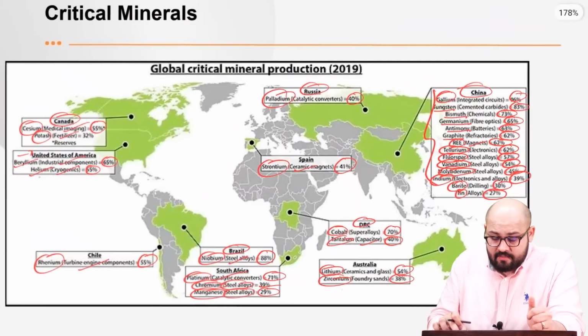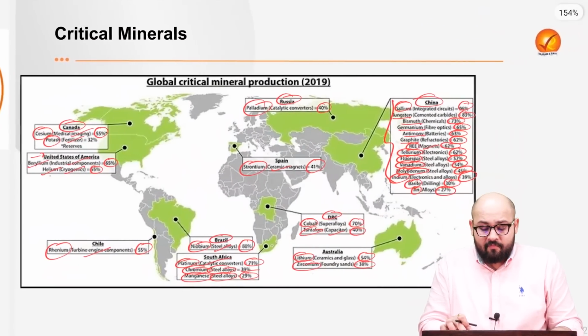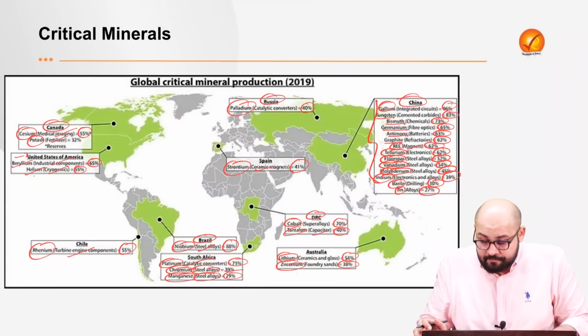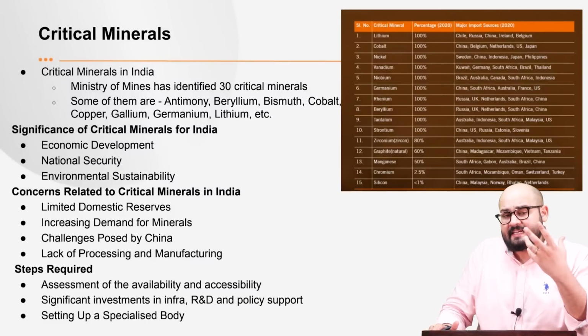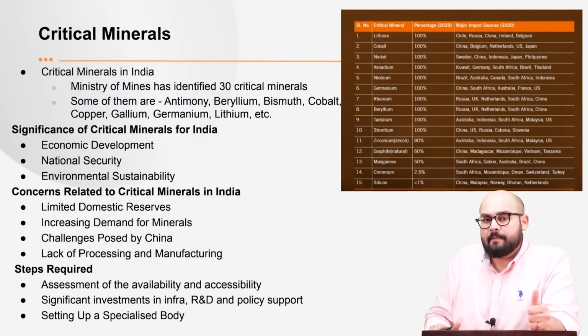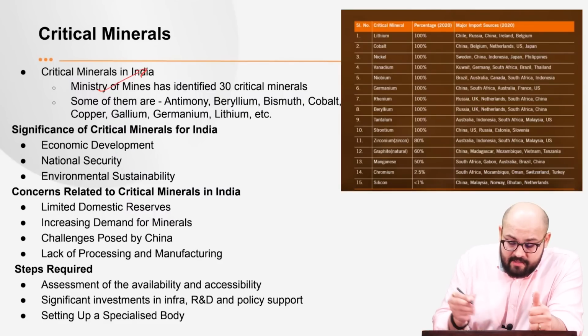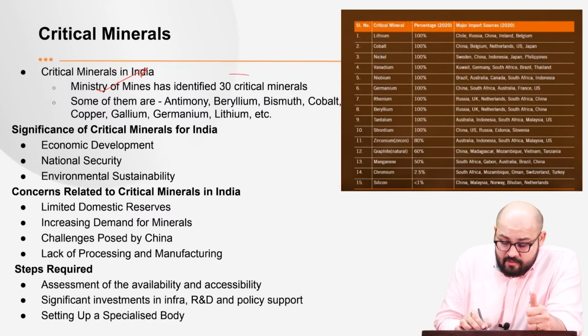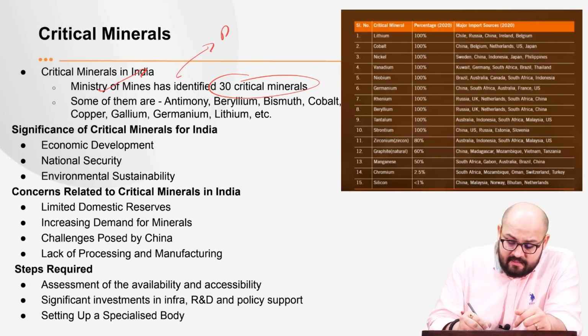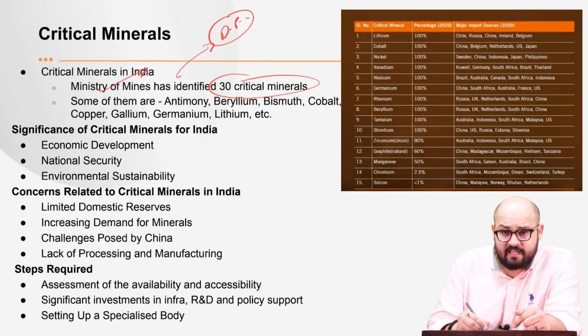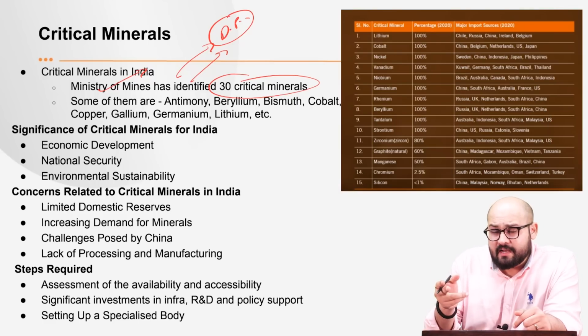So this is what the global distribution of critical minerals is all about, right? Now what is the status of critical minerals when it comes to India? So we have got the Ministry of Mines, which has identified a list of 30 critical minerals. Now what has been the basis? See, the basis has been, first, the disruptive potential of these critical minerals. Let's say the basis is substitutability, right? Whether we can substitute it or not.